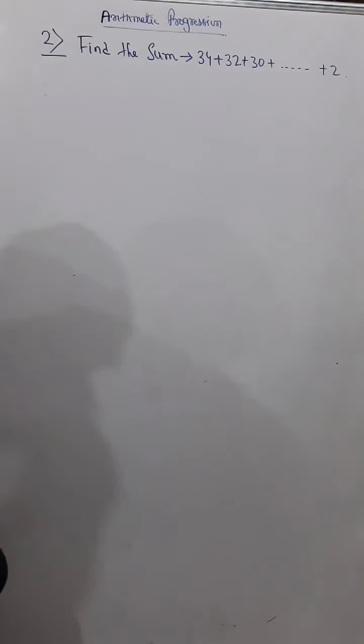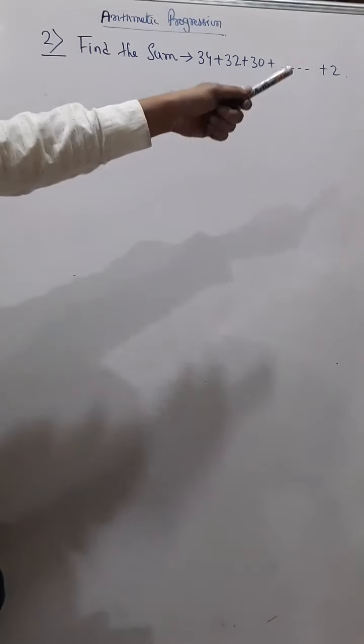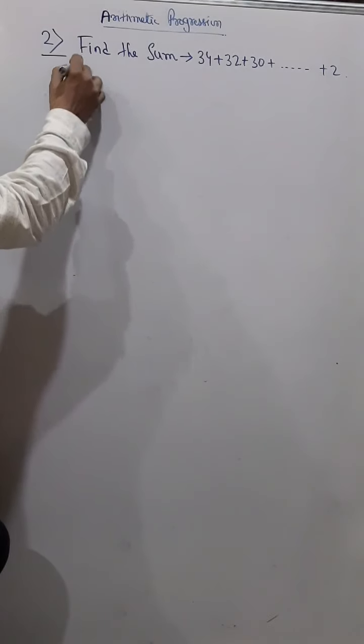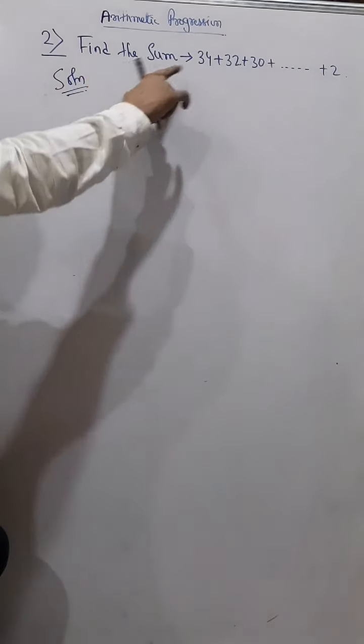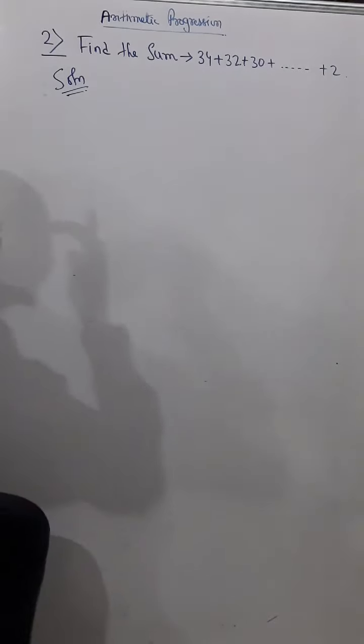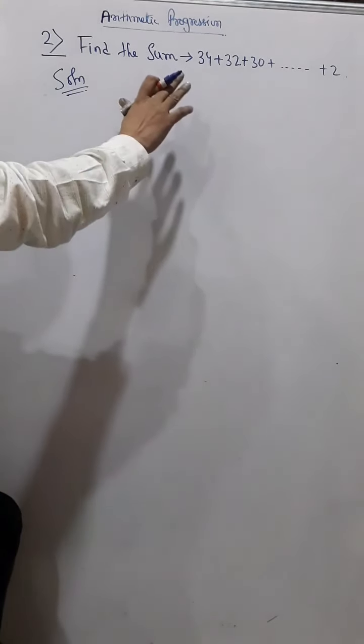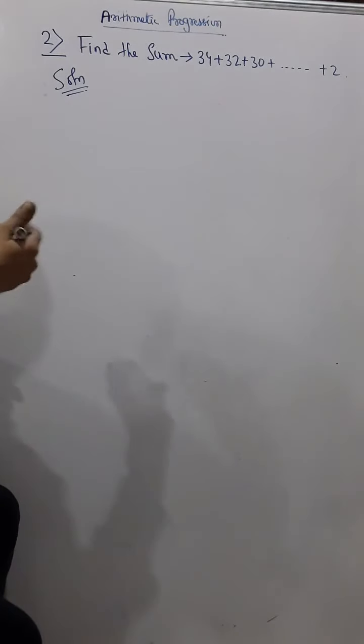Okay, now in this sum they told us to find the sum 34 plus 32 plus 30 and so on. The series continues and the last term is 2. Now here you can understand they have not told us this is an AP. So first of all we have to make it clear that it is an AP and not any other type of progression.